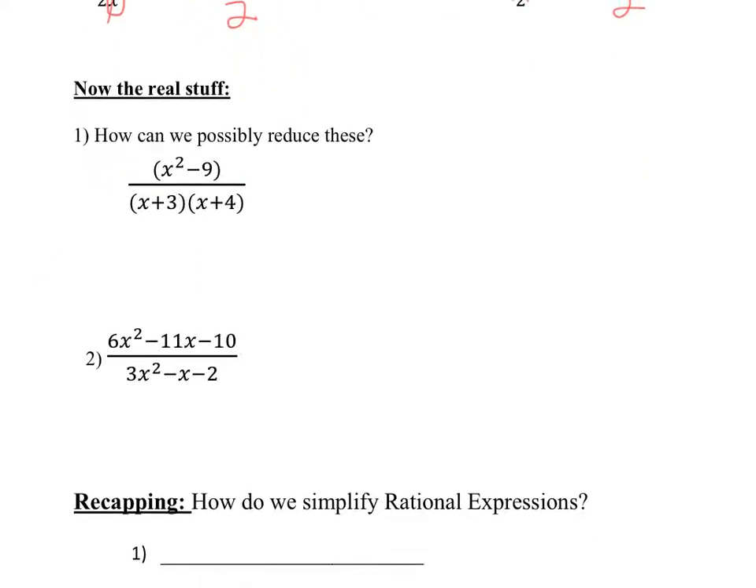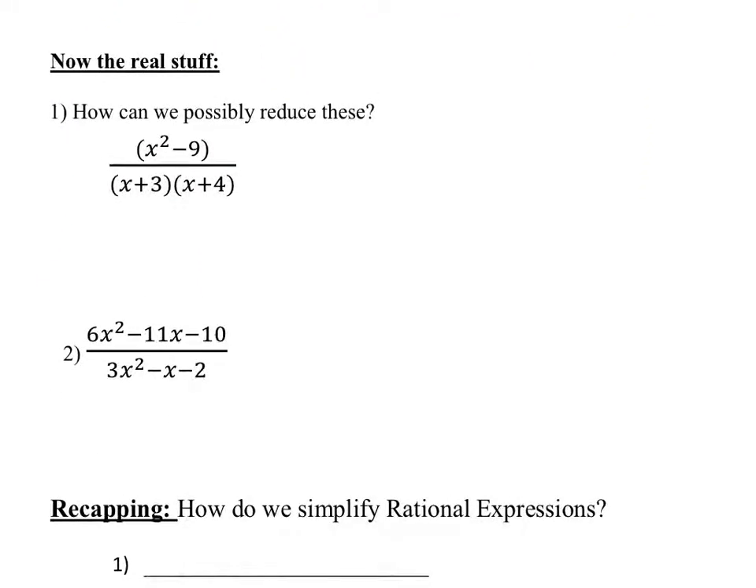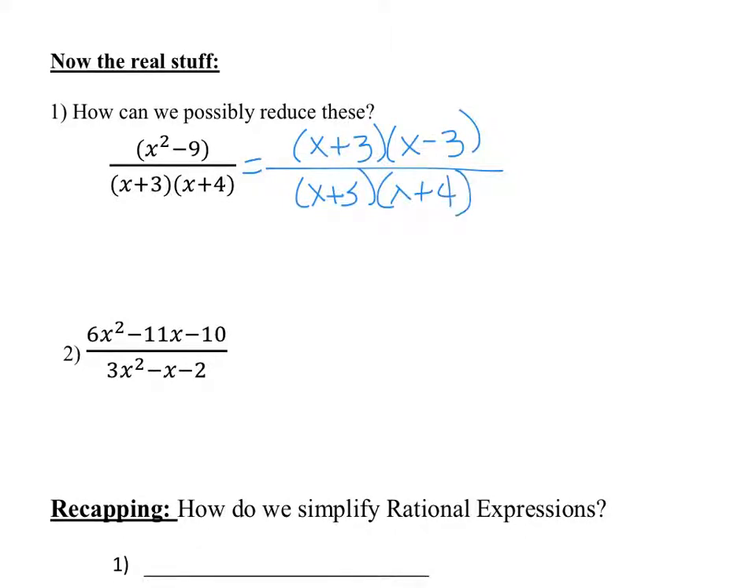So now the real stuff. How can we possibly reduce these? Well, we do what we did in the first one. We factor. So when you factor, this becomes x plus 3, x minus 3 on the top. This one's already factored. And you'll see that a common factor, this whole parentheses, is a factor. So this one and this one are the same. Anything divided by itself is 1, so technically that's 1 there. And we're just left with x minus 3 over x plus 4.